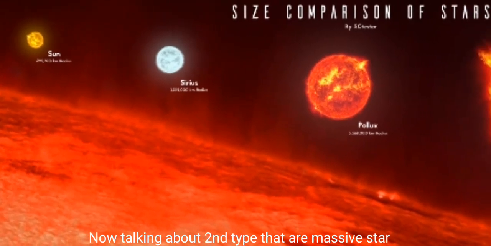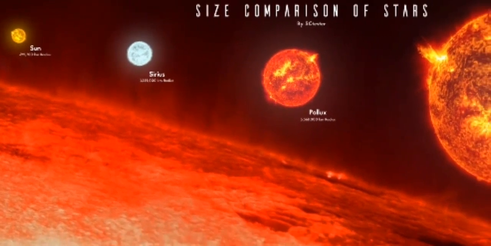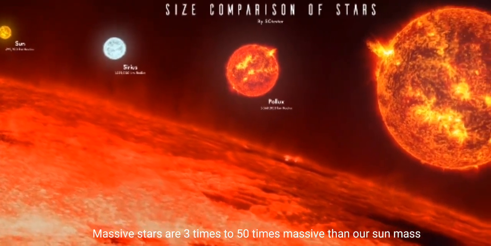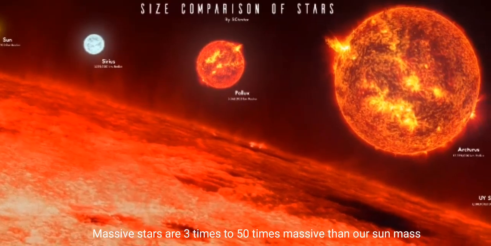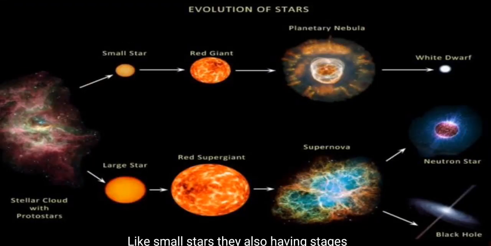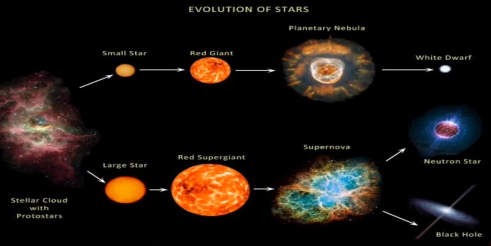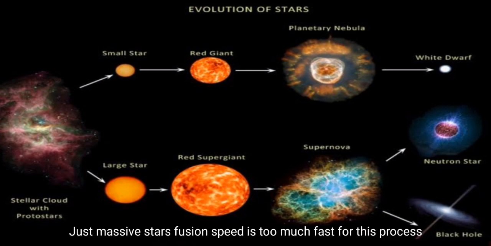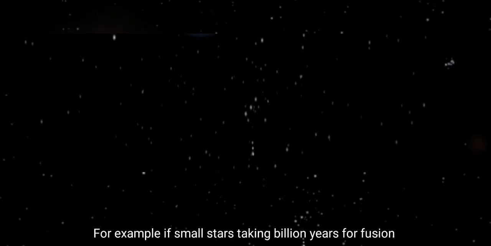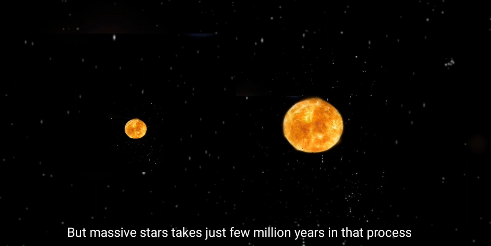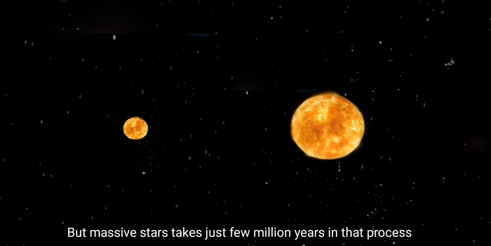Now talking about the second type, massive stars. Massive stars are 3 times to 50 times more massive than our Sun. Like small stars, they also have stages. In the first 3 stages, up to the main sequence stage, everything is similar. Just the massive stars' fusion speed is much faster. For example, small stars take billions of years for fusion, but massive stars take just a few million years in that process.